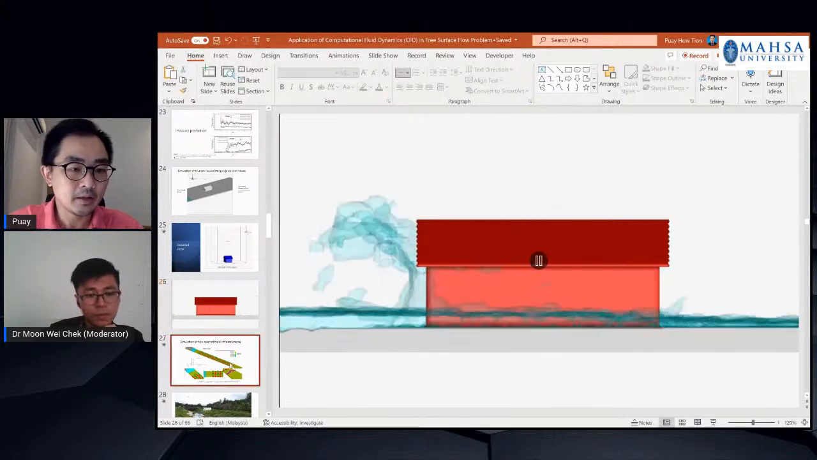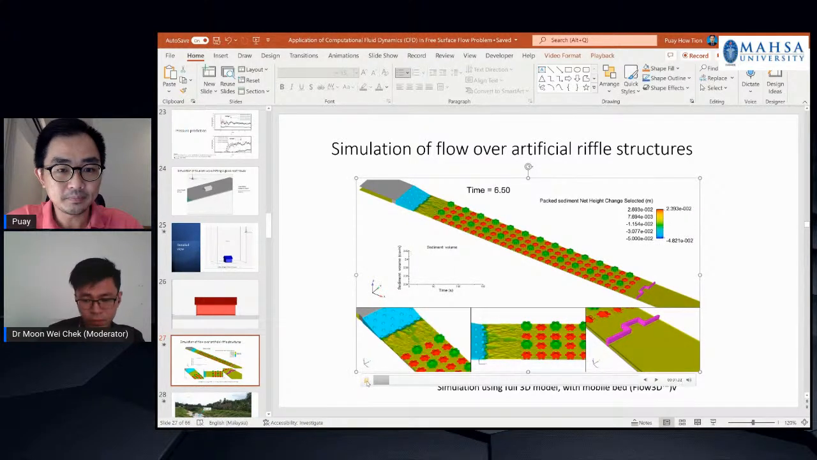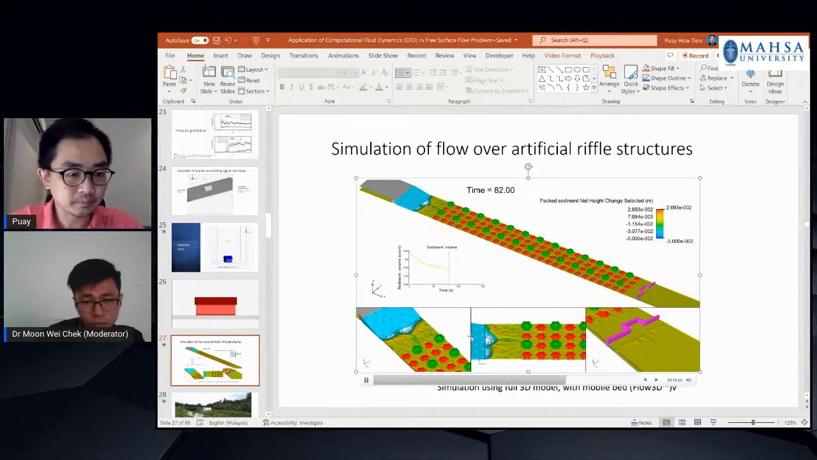front here. So in another application, we use a 3D model to simulate flow over artificial reef structure. So this artificial reef structure is installed in the river together with a rock ramp here. So when flow is introduced in the channel, you will see that at the downstream of the rock ramp, severe erosion occurs, as well as at the downstream of the sheet pile here. This is a sheet pile installed at the downstream.